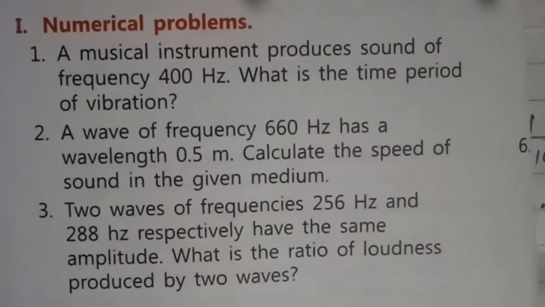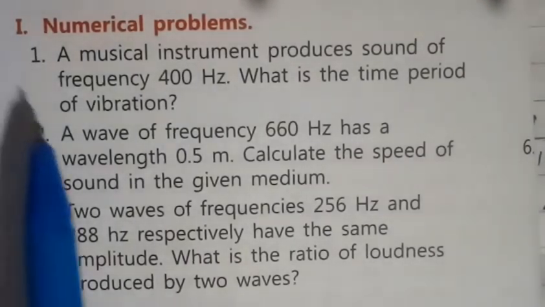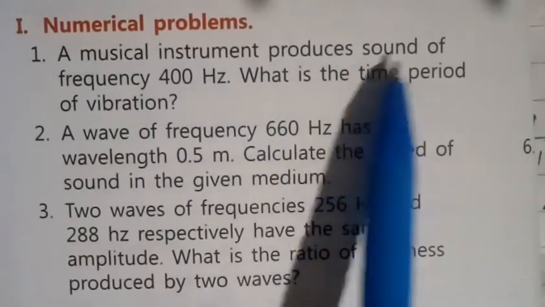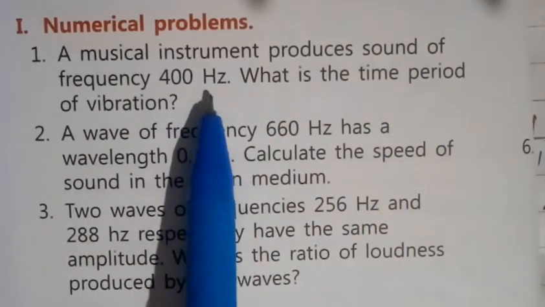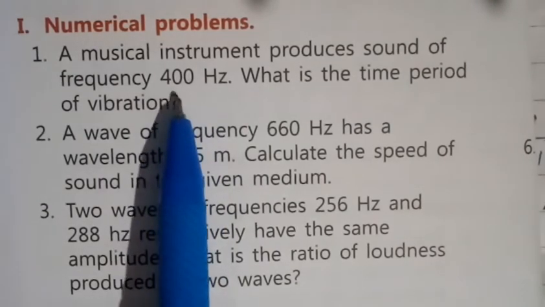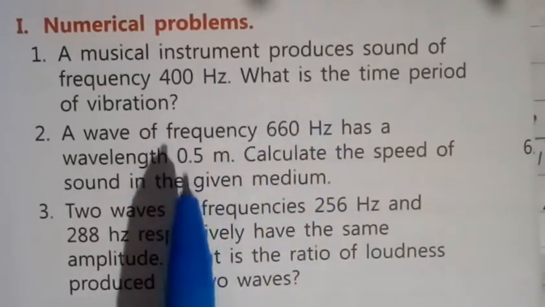Hello students, today we are going to discuss some numerical problems, that is part I of lesson sound. Look at the first numerical. A musical instrument produces sound of frequency 400 Hz. What is the time period of vibration? So here given is that frequency 400 Hz and we have to calculate the time period.